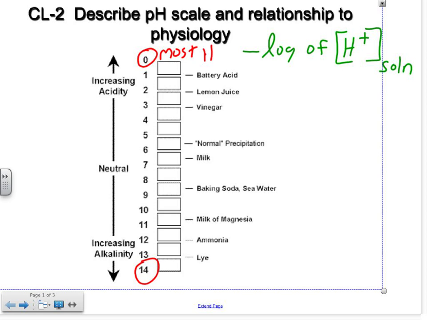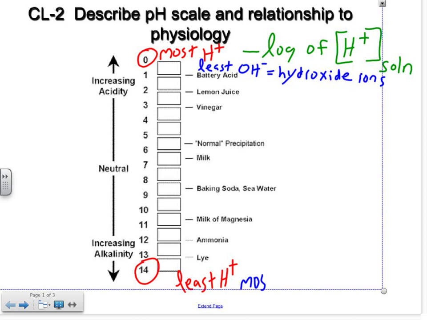hydrogen ions, and 14 is the least hydrogen ions. 0 is also the place where we have the least OH negative, which are hydroxide ions. And 14 is the place where we have the most hydroxide ions.